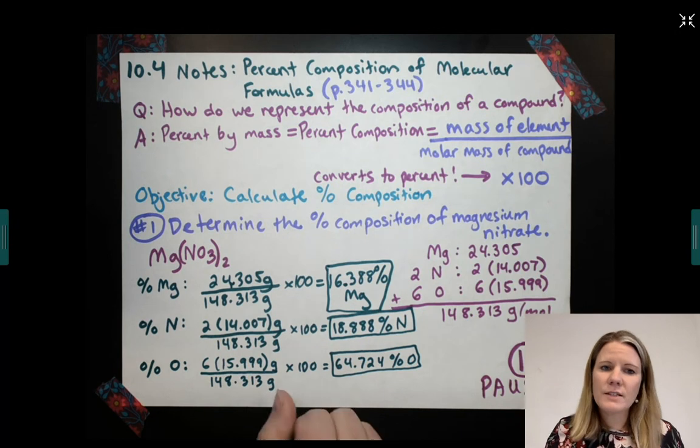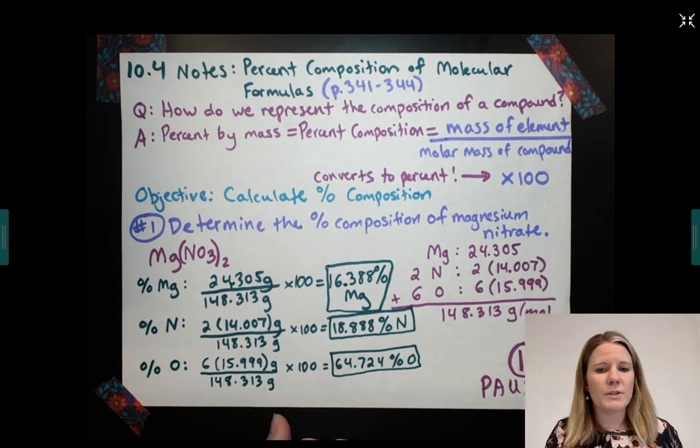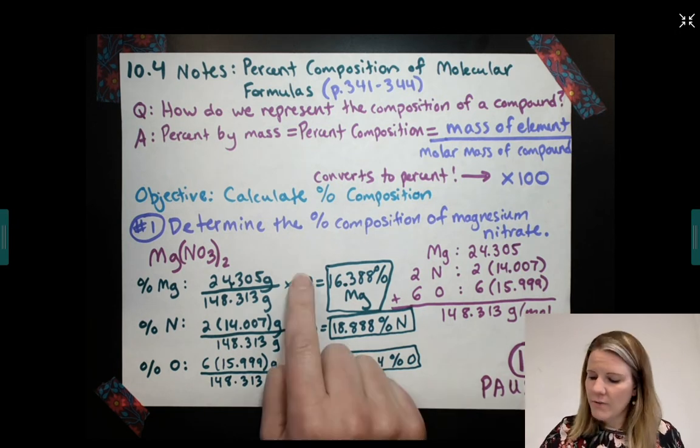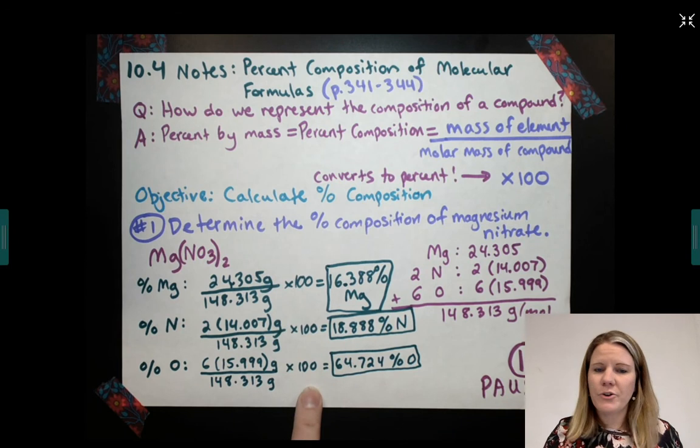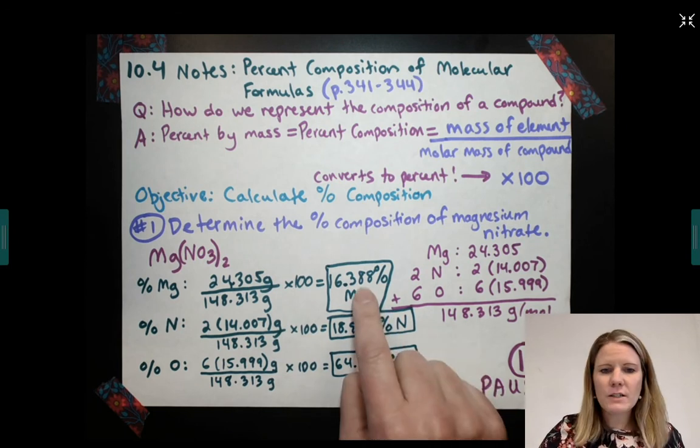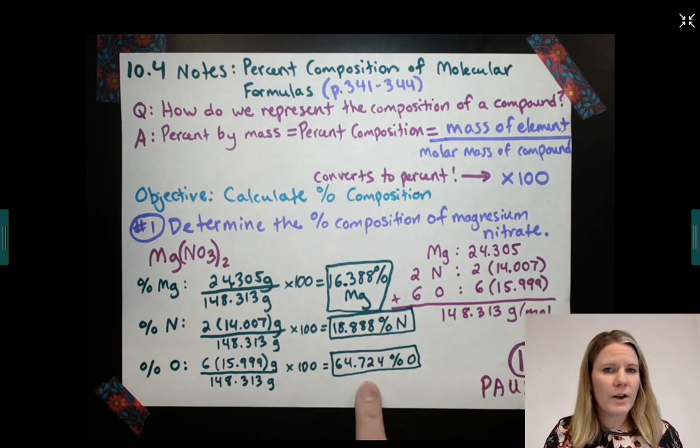So this is how you represent the composition of a compound. Every time, don't forget to multiply by 100 to put it in percent form. And notice at the end, your percent should add up to 100. So that's a good way to check your work as you're working on your homework.